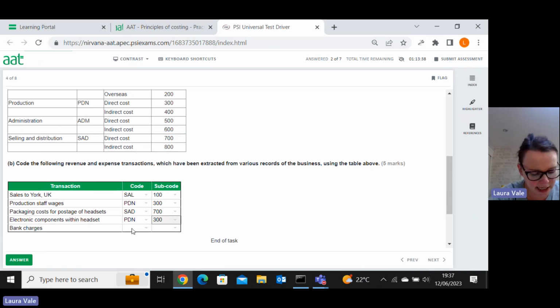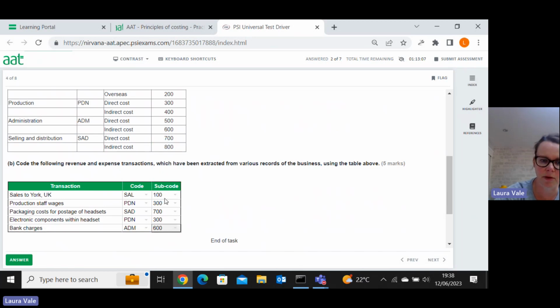And then we've got bank charges. Now, again, most of the books would have a separate heading for that, which would be finance, for bank charges. But we haven't got that option. So drawn towards administration there as the next best option. And that one will be indirect.